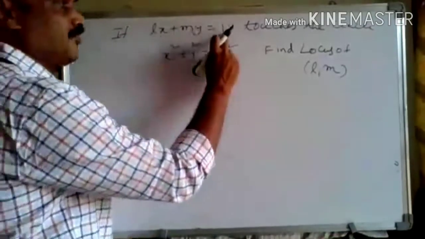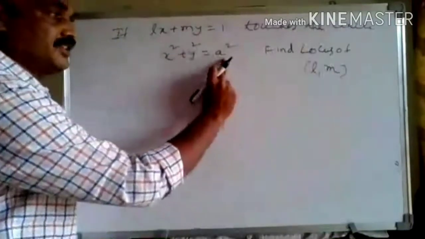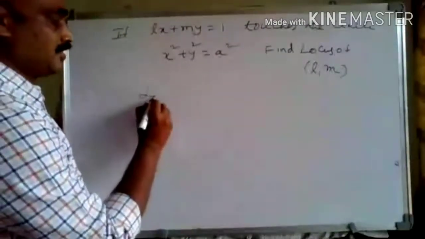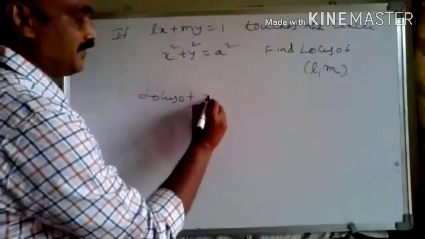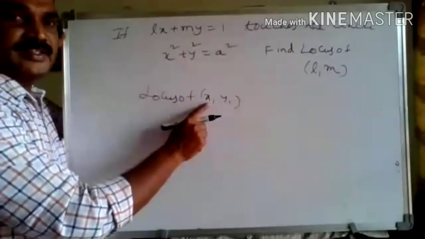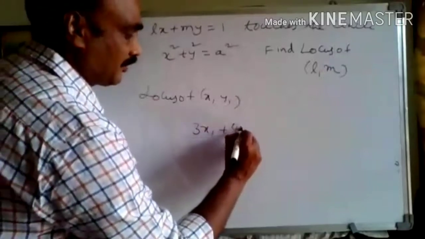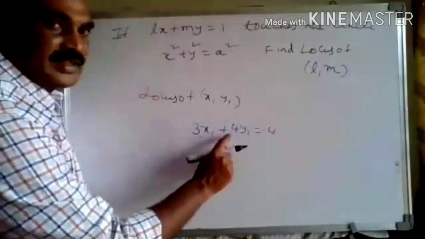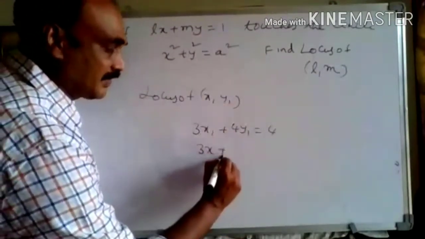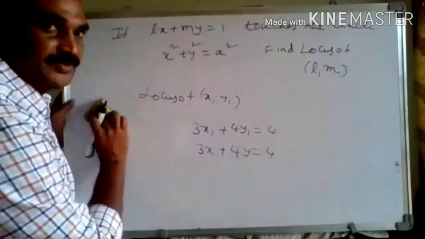If Lx plus My is equal to 1 touches the circle x square plus y square is equal to a square, find the locus of L comma M. Suppose the locus of x1 comma y1: replace x1 by x, replace y1 by y. Suppose the equation is 3x1 plus 4y1 is equal to 4. So the locus of x1 y1 is 3x plus 4y is equal to 4.